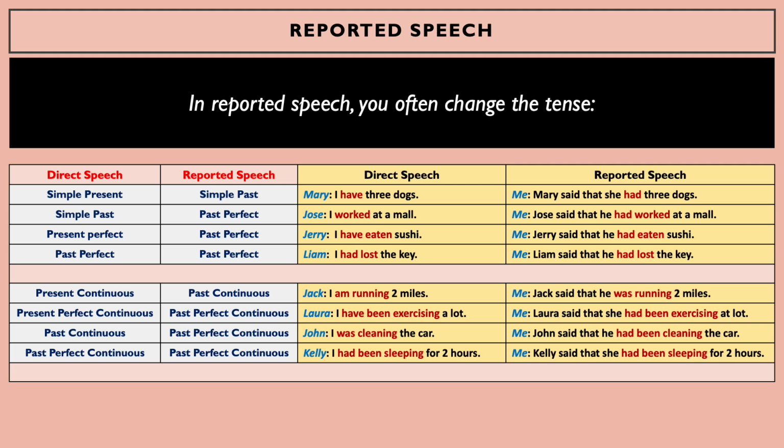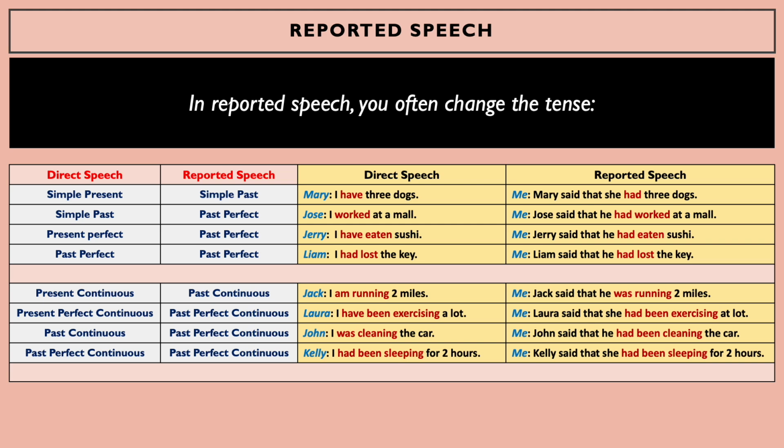From the present continuous, we go to the past continuous. For example, I am running 2 miles becomes Jack said that he was running 2 miles. From the present perfect continuous, we go to the past perfect continuous. For example, I have been exercising a lot becomes Laura said that she had been exercising a lot.